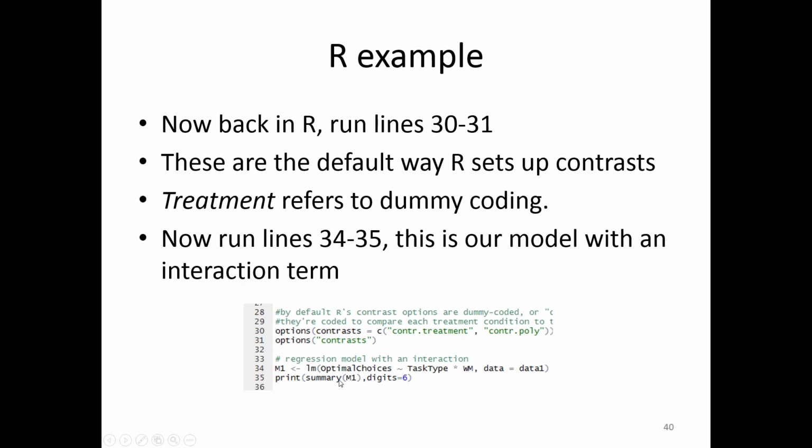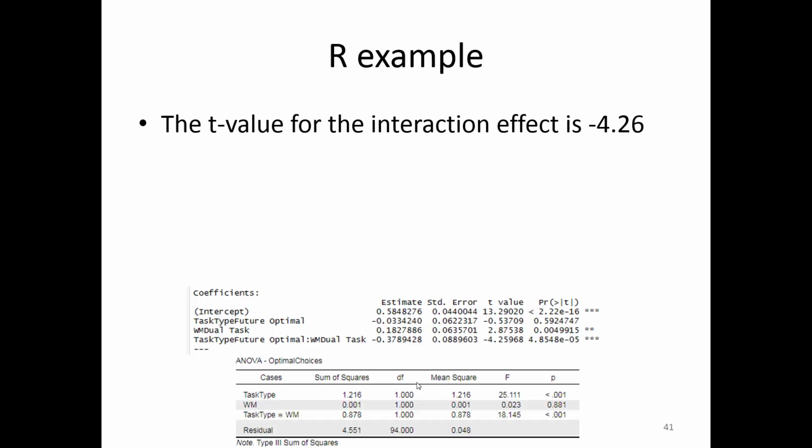And then this print summary M1, I said to print it to 6 significant digits. That's to help give us enough digits to where we can compare the output to the output from JASP using ANOVA. Okay, so here is the output for R. So these are the coefficients right here.